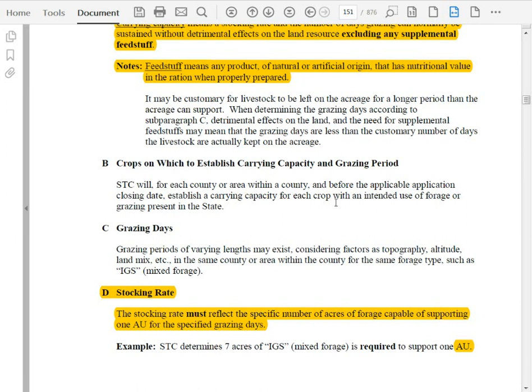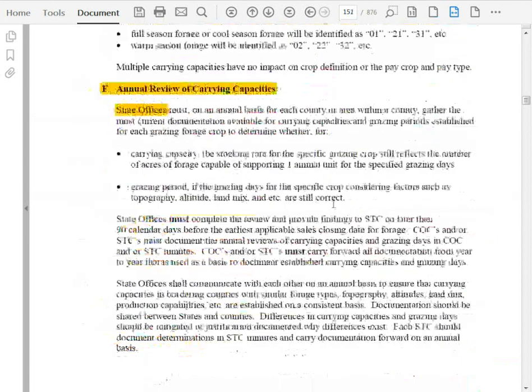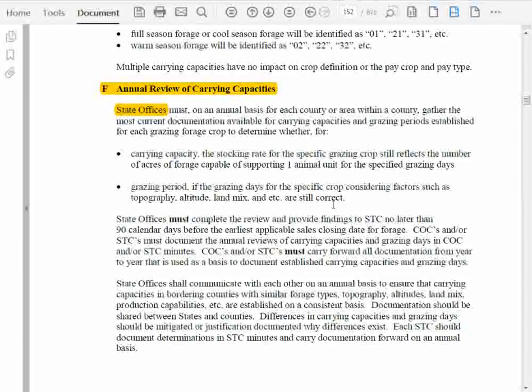One county further to the north might have a shorter grazing period than a county further south that might have a more mild climate. Lastly, stocking rate. The stocking rate must reflect the specific number of acres of forage capable of supporting 1 AU, or animal unit, for the specific grazing days. The example they list below says the state committee determined 7 acres of IGS mixed forage is required to support 1 animal unit. The state committee is responsible for reviewing the carrying capacities of each county annually.